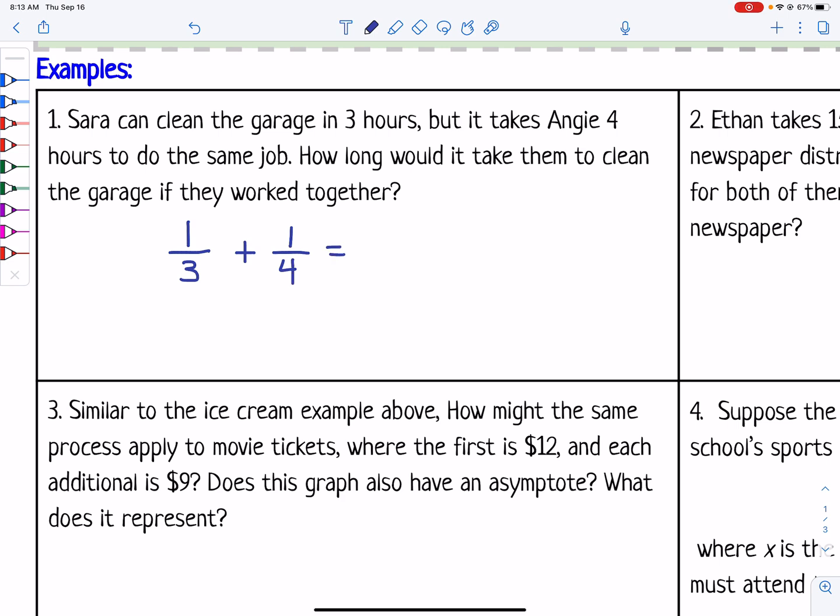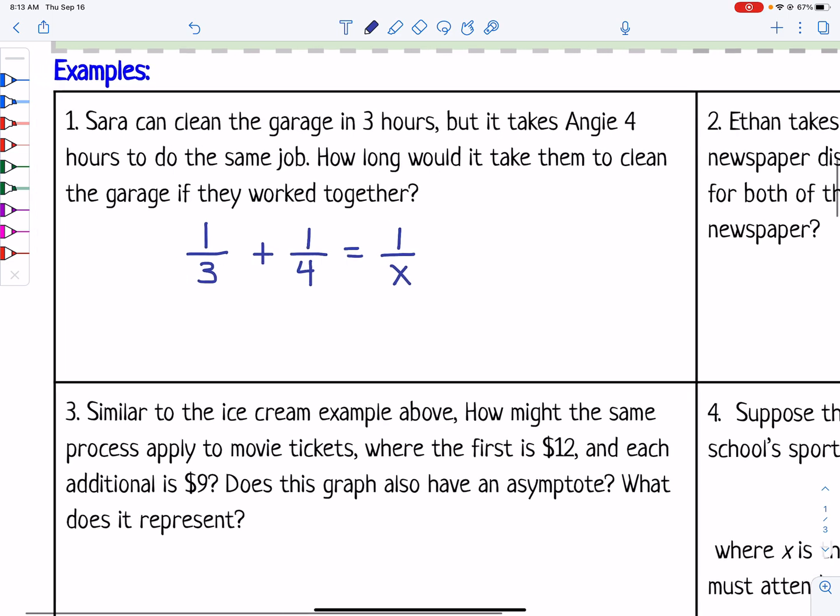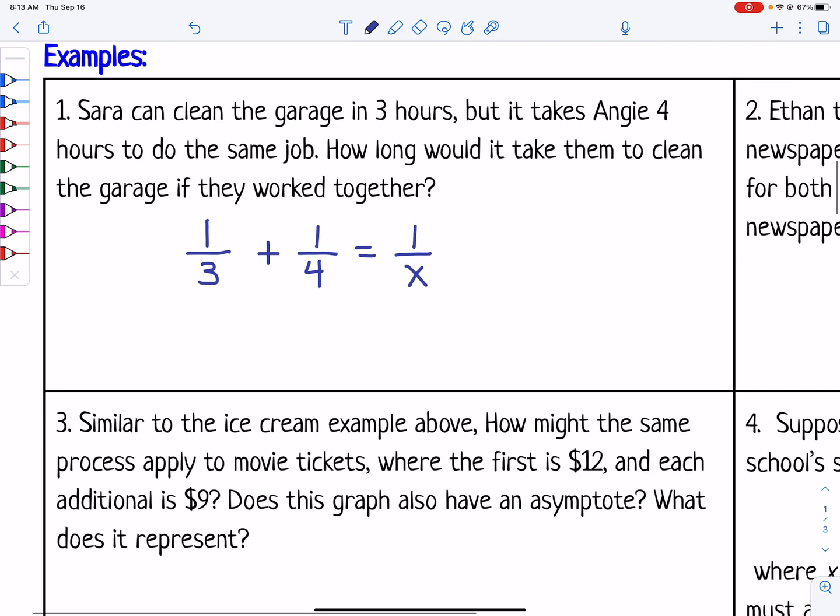And then they're going to clean one garage together, and you're trying to figure out how long it will take, so that's your variable. That's where you put the x. Now you can see it's a simple rational equation that we need to solve. You can do a couple of different things. Something good to do is just get a common denominator. So 3 and 4 both divide evenly into 12. So I could turn 3 into 12 by multiplying by 4. So I need to multiply the numerator and the denominator by 4, so I get 4/12.